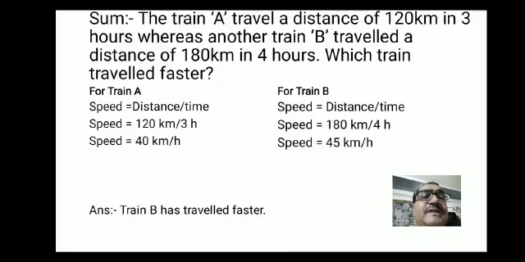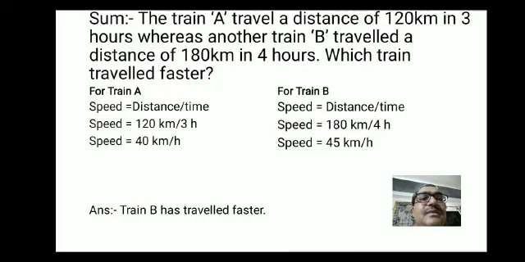So for train A, speed is equal to distance upon time. How much distance did it travel? Train A, 120 km, and how much time did it take? Divided by 3. The speed of train A is equal to 40 km per hour. For train B, same formula. Here the distance is 180 km, and how much time did it take? It took 4 hours. So 180 km divided by 4 hours gives 45 km per hour.